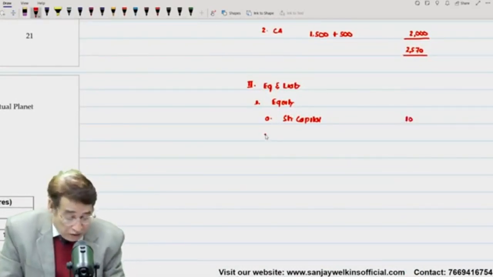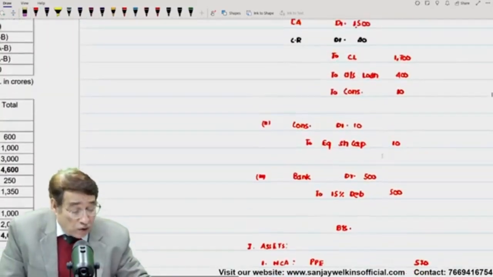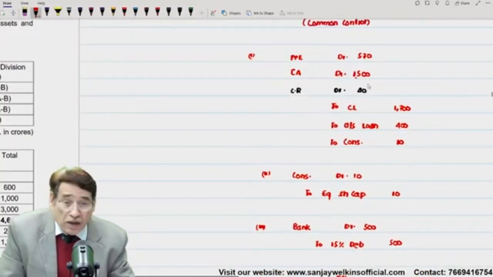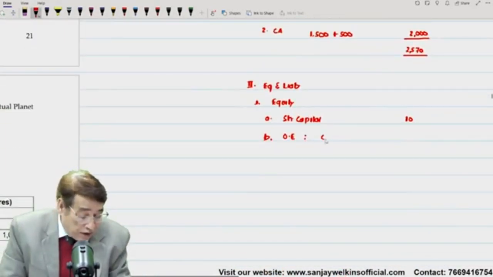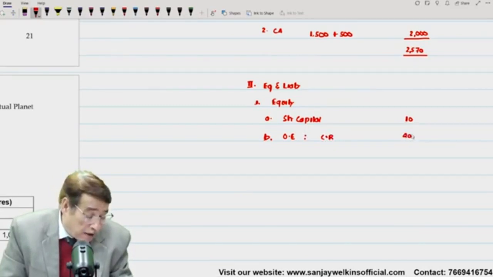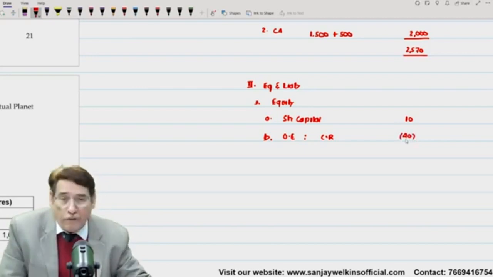As simple as that. Then I will write other equity item. As far as other equity is concerned, again, I will look into the balance sheet. And this time there is a debit balance in the capital reserve. So I am going to write capital reserve negative balance 40. Don't write here negative balance. Correct? Simply write in bracket 40.